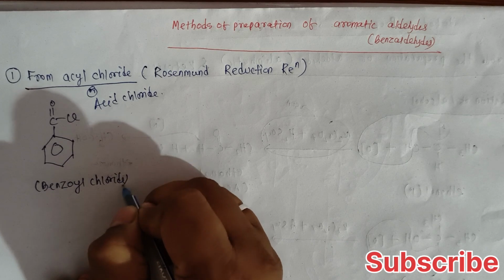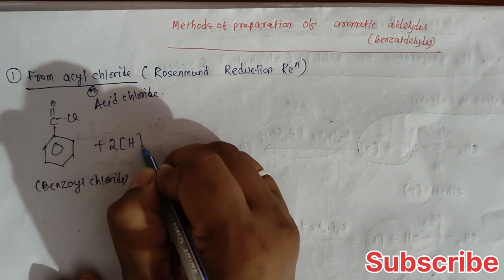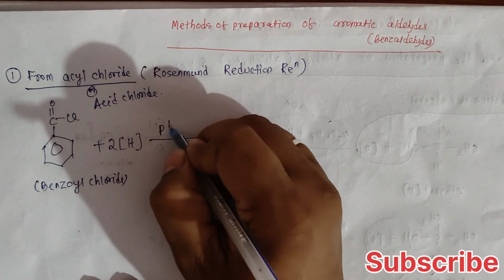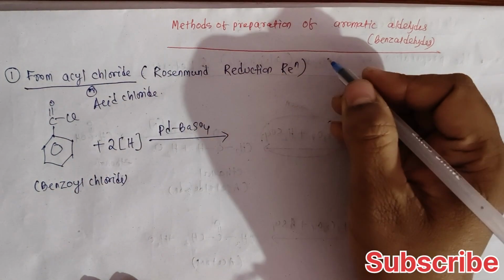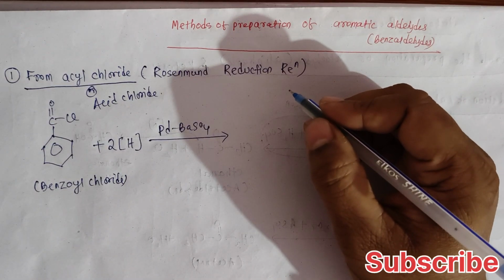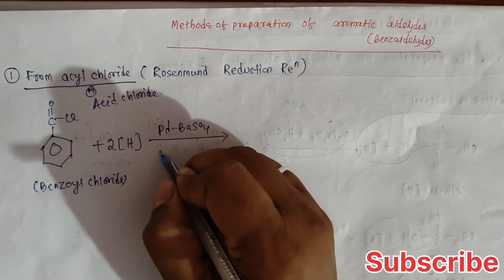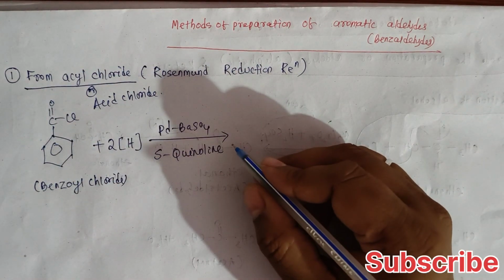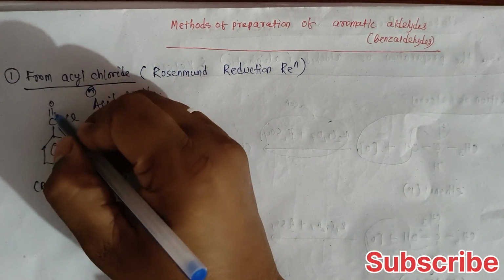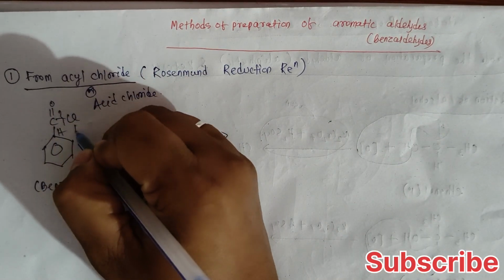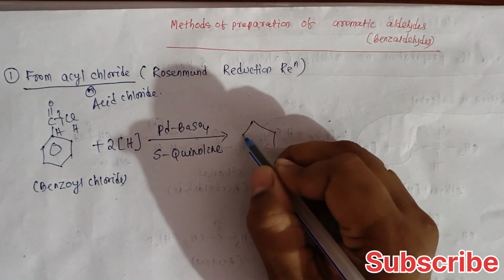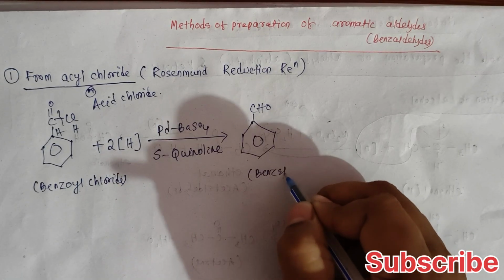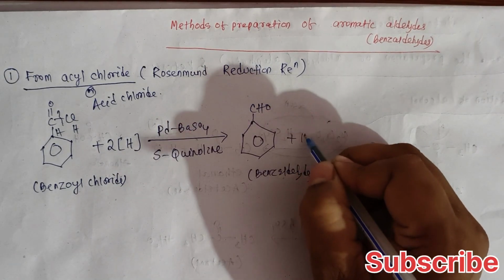Benzoyl chloride undergoes reduction in the presence of a reducing agent, that is palladium and barium sulfate. Clear? Sulfur and quinoline must also be used. Why are sulfur and quinoline used? 2H will be attached, H and H, and HCl will be removed. The main product is CHO, benzaldehyde, with the removal of HCl.